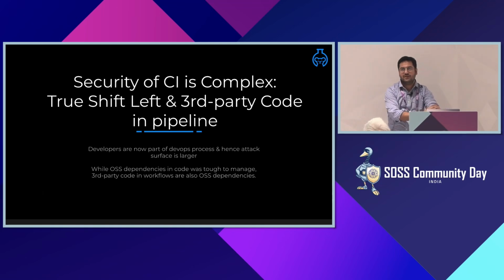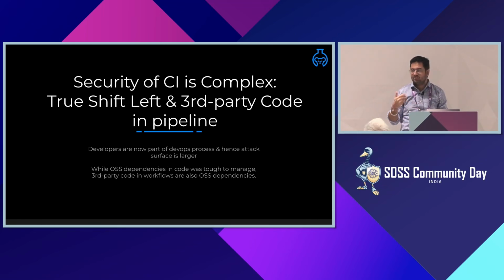And the last part I want to mention on why this is important is because CI itself has become quite complex. There has been a true shift left. Developers are now writing the integration code that goes into the CI. CI is a highly privileged environment in the SDLC. And not just that, for all of you who know about GitHub Actions, Jenkins plugins, CircleCI orbs, there is a lot of open source code also now being used in the CI itself. Hence, security has become more paramount here.